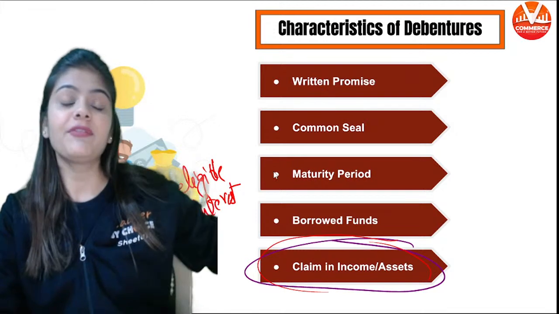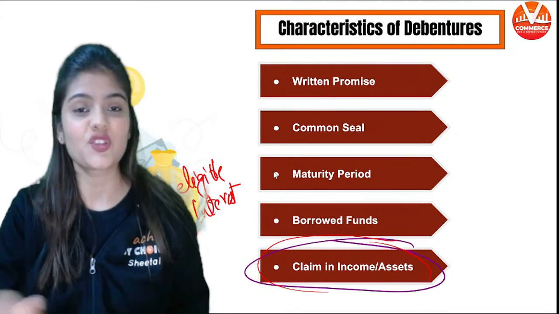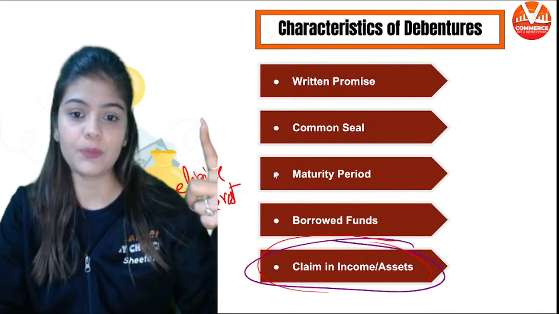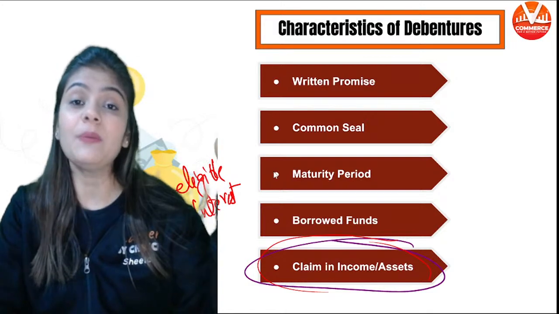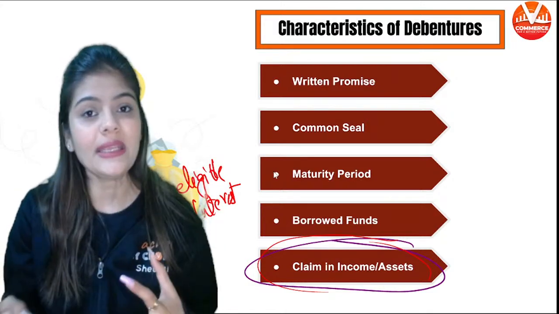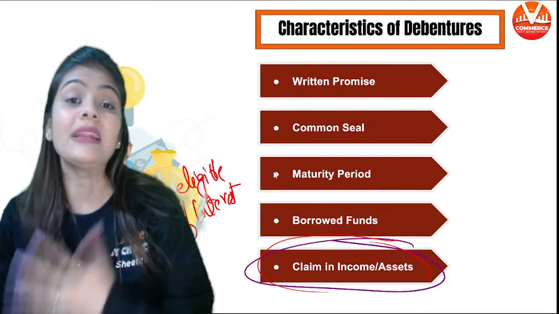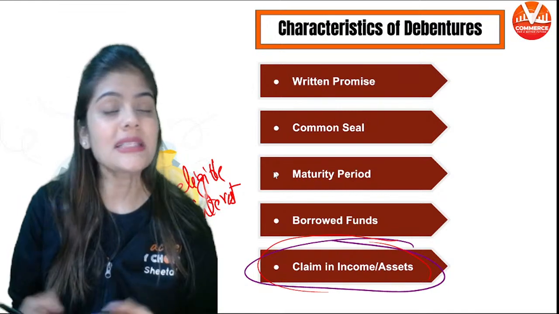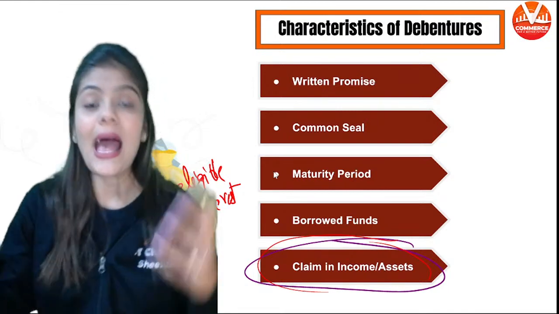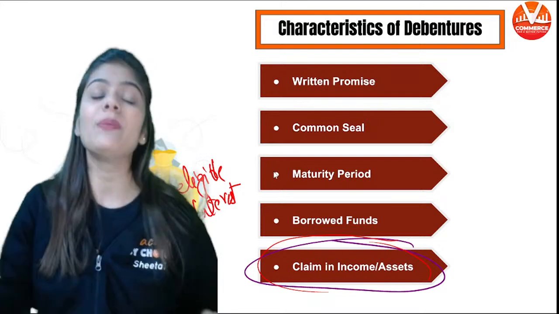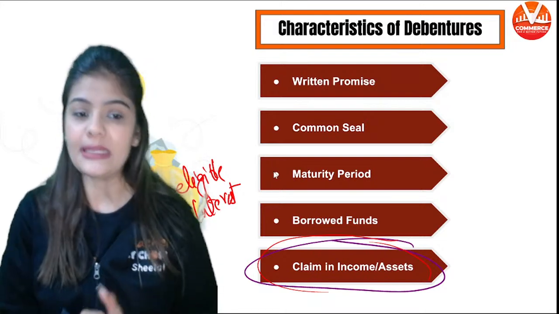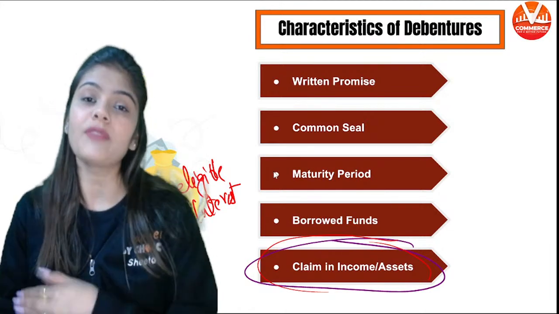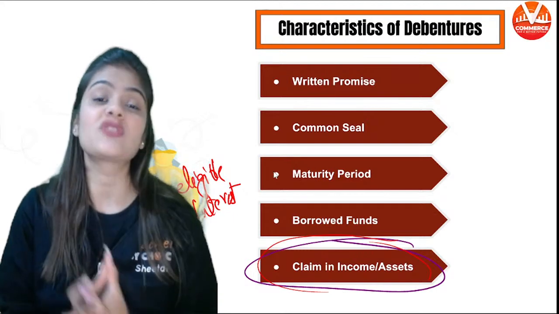So these are the 5 characteristics of debentures. It is a written promise. It is issued under the seal of the company. Maturity period will be like 10 to 20 years because it is a long term liability. Then it is a borrowed fund, so debenture holders, they are the creditors of the company as we are borrowing money through debentures. And last but not the least, debenture holders are eligible for a fixed rate of interest. We have to pay them a fixed rate of interest.